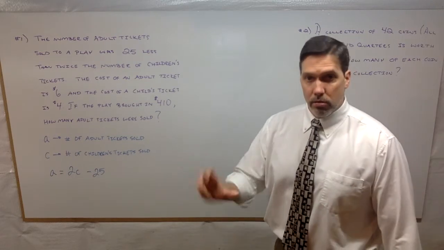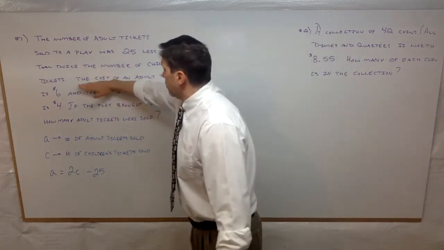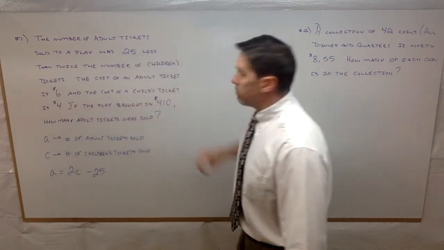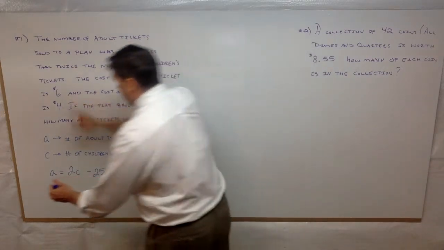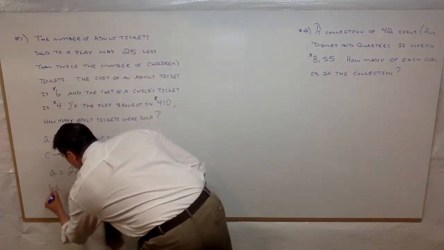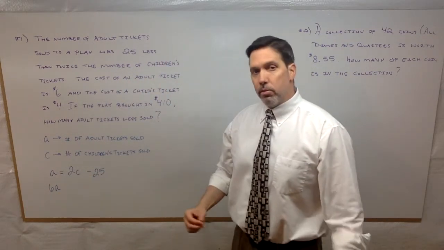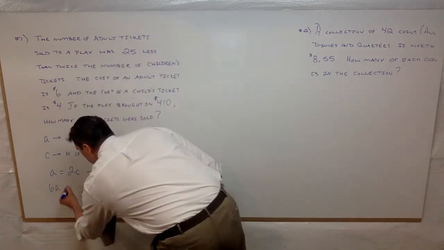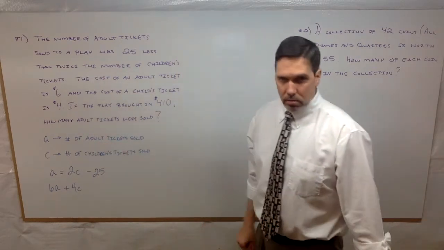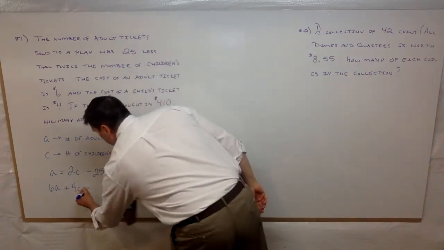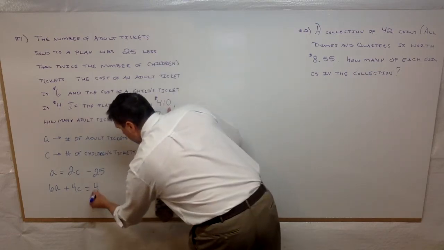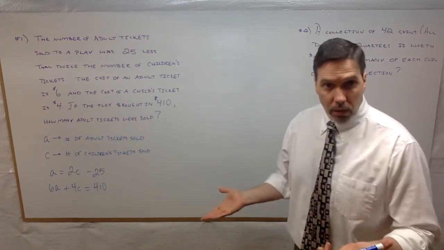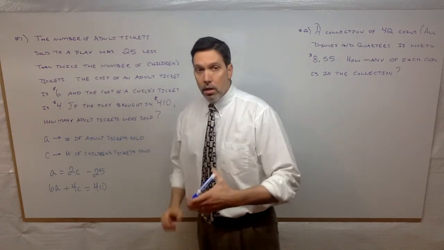We need a second equation using those two variables again, and we go to the cost. The cost of an adult ticket is $6, and the cost of a child's ticket is $4. The play brought in $410. So if we take $6 and multiply it by the number of adult tickets, 6A represents how much money the adults brought in. Add that to the amount of money brought in by the children's ticket sales, and you get the total amount of money brought in from ticket sales for the play. All right, so there you have it. Those are your two equations, your system of equations that you're going to solve.